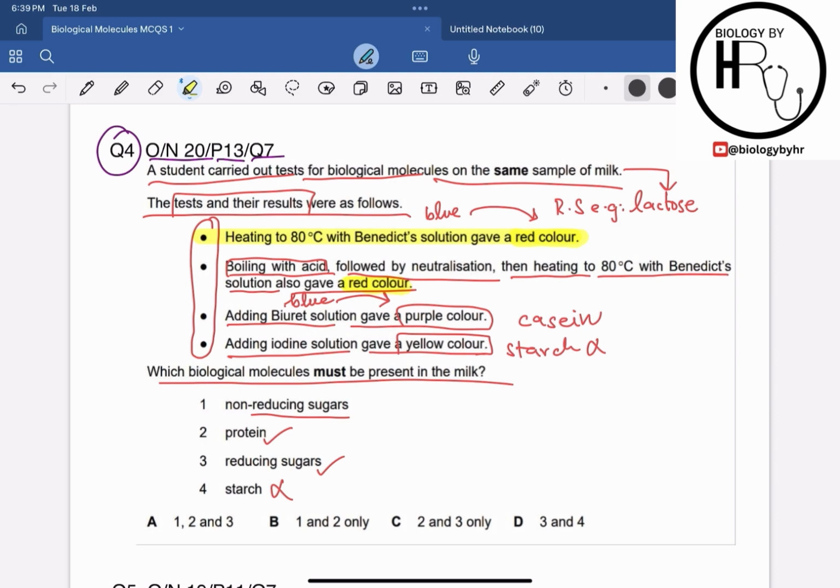Since the test result has remained the same, it indicates the absence of a non-reducing sugar, which means that non-reducing sugars are not present. If the test result stays the same, non-reducing sugars are not present. I hope that you guys are getting it. So non-reducing sugars are not present. Only the biological molecules which are present are 2 and 3. Hence the correct answer for this MCQ would be option C.